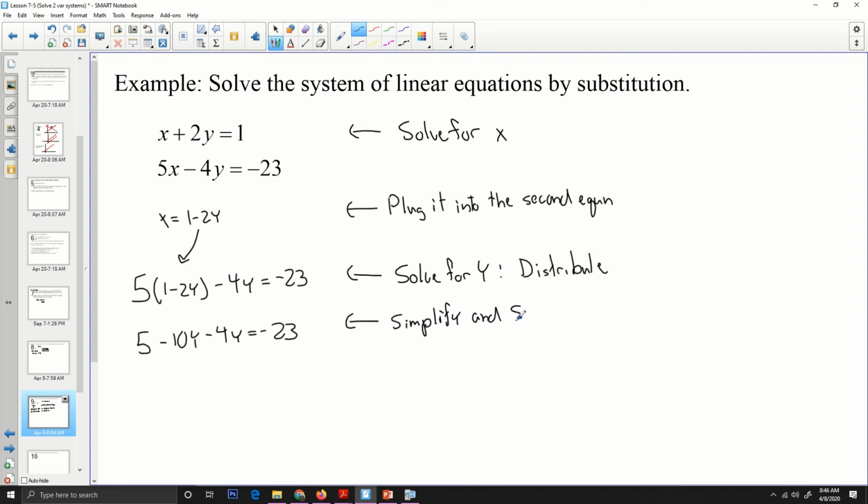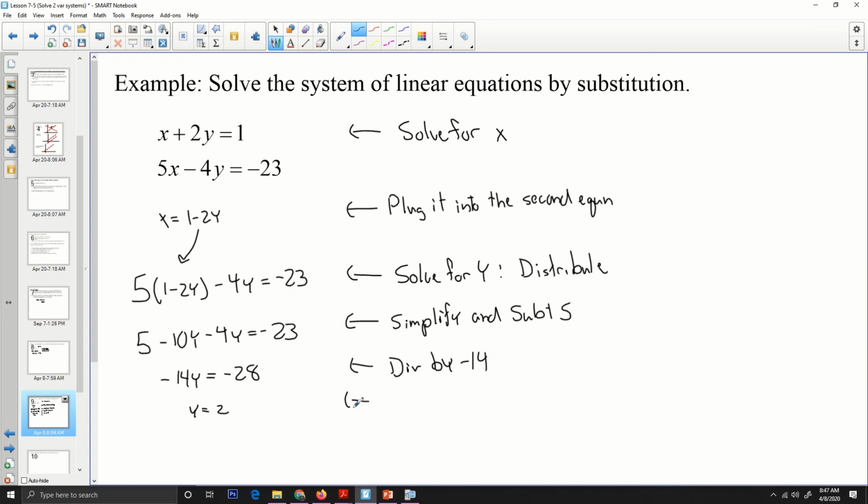And let's subtract 5. So negative 10y minus negative 4y will give me negative 14y, and then negative 23 minus 5 will give me negative 28. So when I divide both sides by negative 14, I'll have y equal to 2.